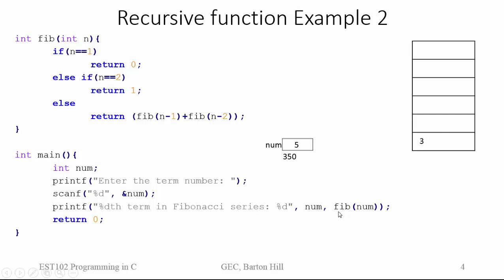Okay, the nth term in the Fibonacci series: first term is 0, second term 1, third term 1, fourth term 2, fifth term 3. Okay, so this will be printed, and once this execution is completed, this stack will be popped, or the activation record containing the information about main will be popped. Okay, so this is how we perform a recursive operation to find the nth term in a Fibonacci series.